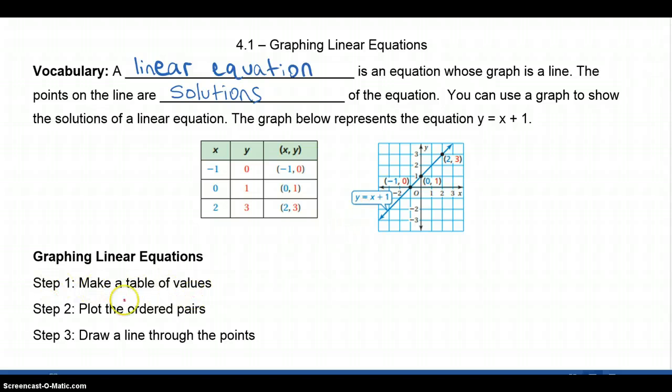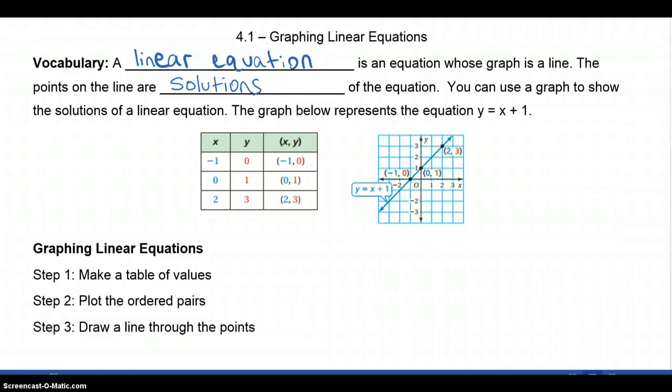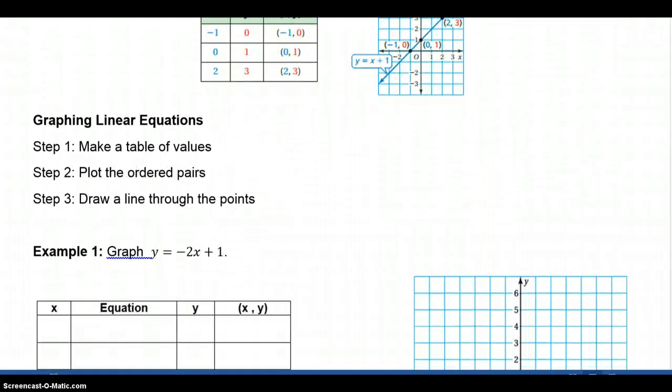So here are our steps. You make a table, you plot the ordered pairs, you draw a line through the points. Make sure your line goes all the way across your graph. Using a ruler would be great. Make sure you have arrows on the ends. Your line does not stop just because you run out of graph space.